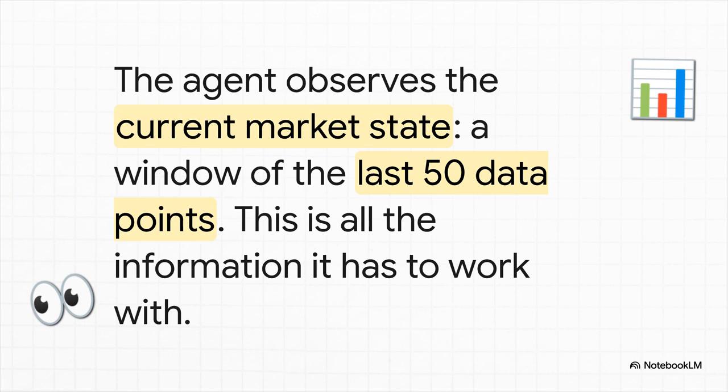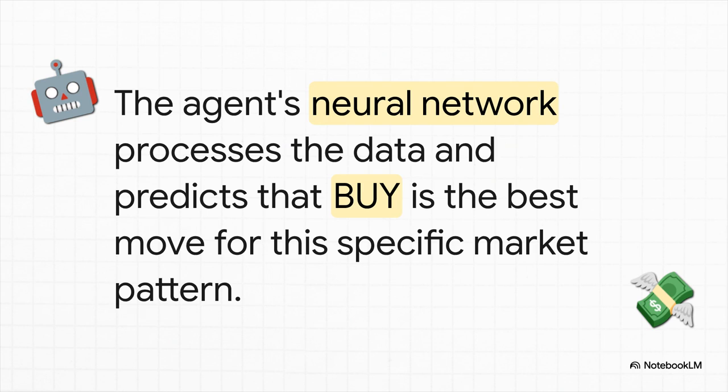The environment hands the agent the current market state, that little snapshot of the last 50 price points. This is literally the only information it has to make a decision. The agent takes that data and feeds it straight into its brain, that LSTM network. The brain crunches the numbers, looks for patterns, and in this specific instance, it decides that buying is the most promising move. So it locks in its choice, buy.